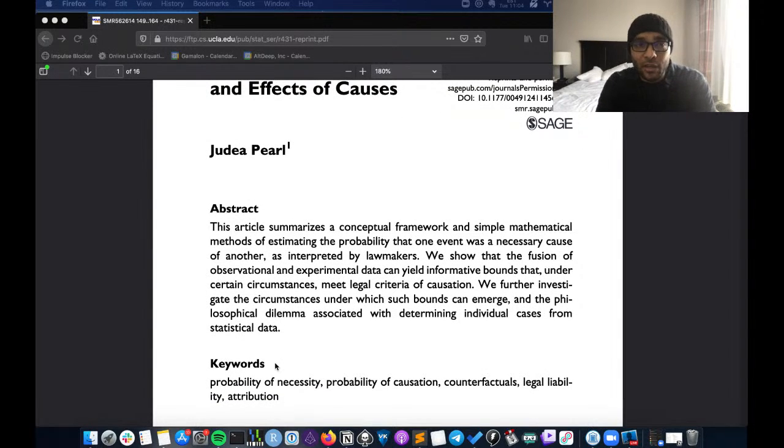So starting with the abstract, this article summarizes a conceptual framework and simple mathematical methods of estimating the probability that one event was a necessary cause of another, as interpreted by lawmakers. So this is a legal approach to causal reasoning. This is something that Pearl talks a lot about, Judea Pearl being a very seminal researcher in the field of causal inference. He talks a lot about law, because that's essentially what we're trying to do in a criminal case, right? Find out if this person's actions were the cause of the bad outcome, the crime, or if somebody is at fault, or liable.